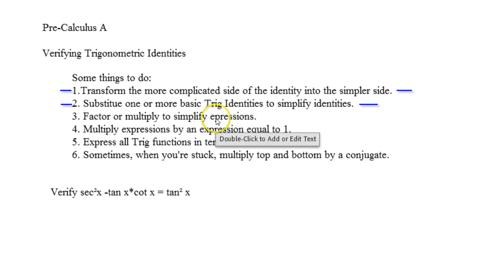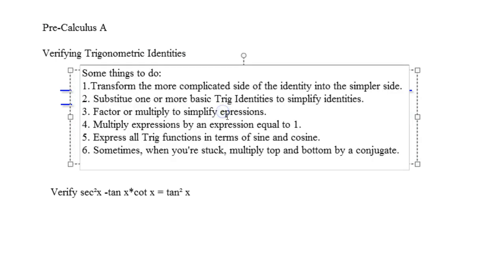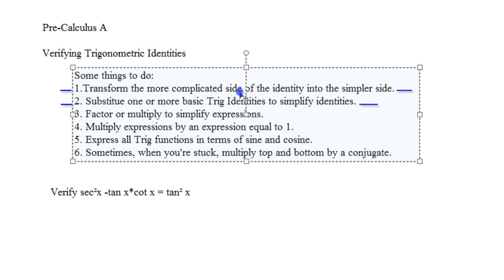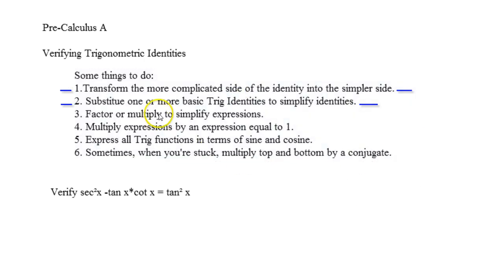Okay, and I should probably type that with an X. How did I miss that? I will never know. There we go. Okay, factor or multiply to simplify expressions. So if you're getting something complicated and you notice that they both share a certain trig identity, factor it out.